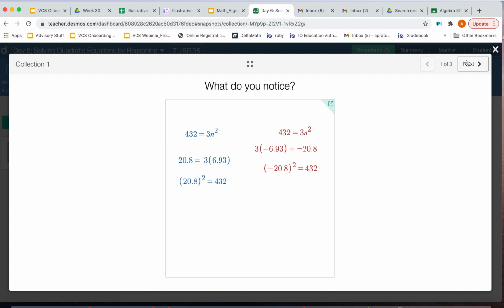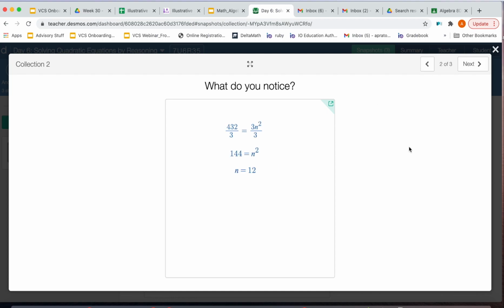Then the next piece of work I'm featuring is a student who solved algebraically, which is an advanced strategy. However, and they probably used guess and check here, they only found n equals 12. So we can talk about that as another misconception that might arise when solving these. A common one is students only find one solution. And then here we have a student who solved it correctly, and they used guess and check, choosing 12 and negative 12, and they noticed that there were 2 different solutions.